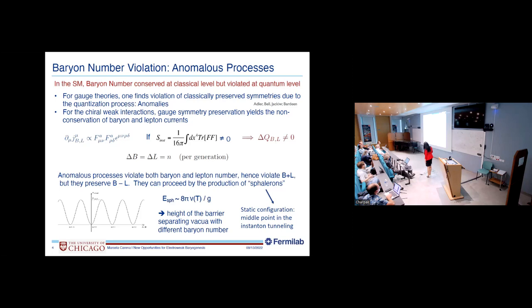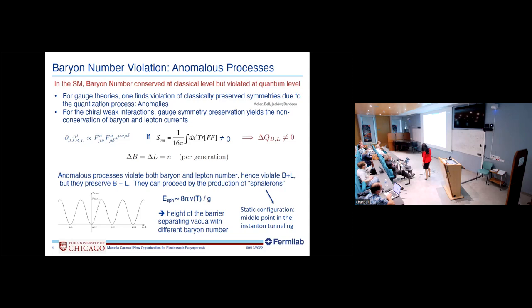So the violation of baryon and lepton number, which I will show in a second how it goes, is actually at the same level. So B minus L is conserved, but B plus L is violated, because the two currents here are the same. And what is here is nothing more than what appears in the instanton action.